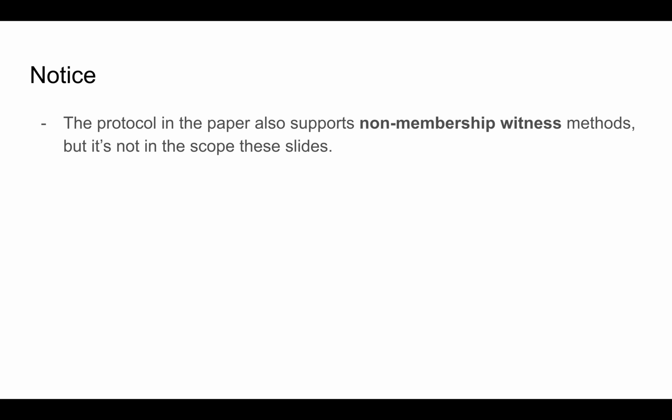One notice about these slides is that the VB20 protocol also supports non-membership witness methods, but that is not in the scope of these slides. The first reason is that the non-membership witness methods have stricter conditions and are way more complicated than the membership witness. The second reason is that in my project we don't need non-membership witnesses for now, so we chose to skip it. If you are interested, you can skim the paper and get into the details of how it works.